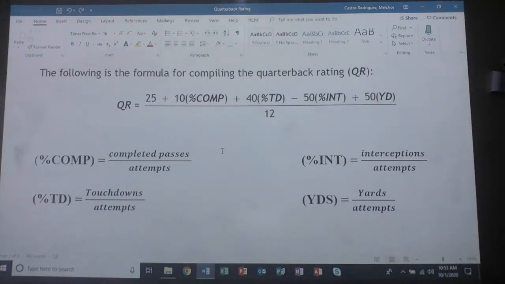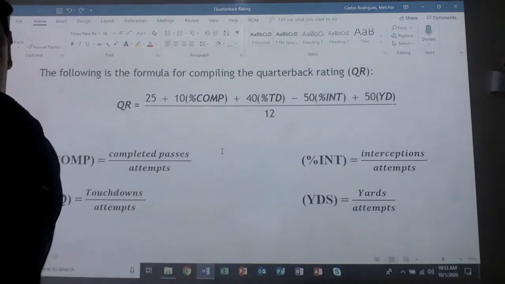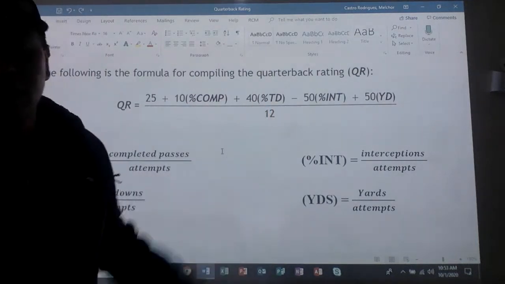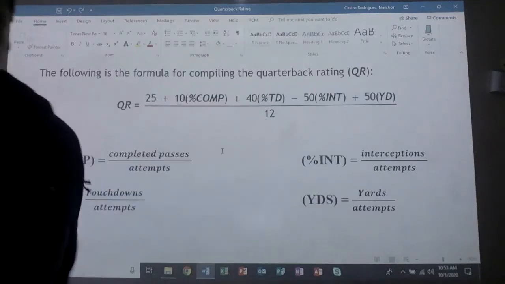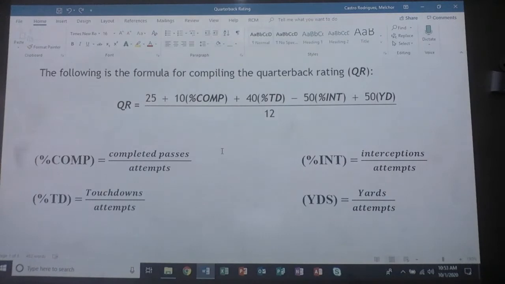Your goal is to find the parentheses, percentage. COM stands for completed passes. TD, touchdowns. INT, interceptions. Finally, the last one, the yards. This is how you're gonna find it.